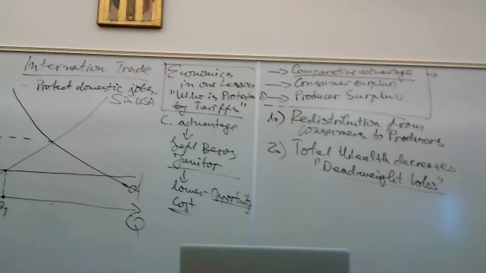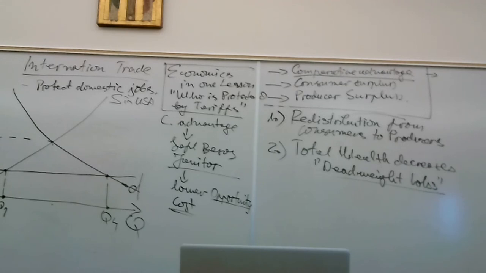But what is the total quantity of steel bought by domestic users, by the people who need steel? It's the demand curve, an intersection of the price line here. Let's say this is quantity four. This is the demand curve, this is price, this is the total amount of steel that would be bought.